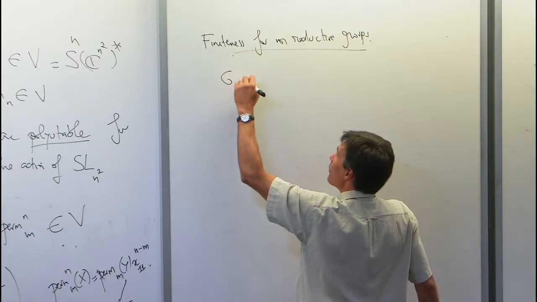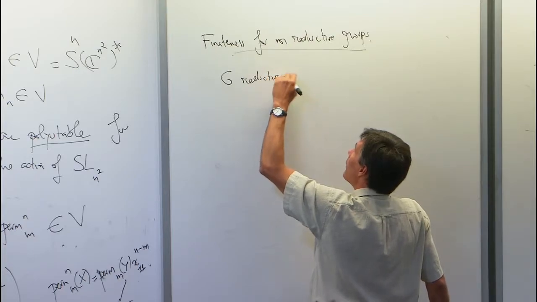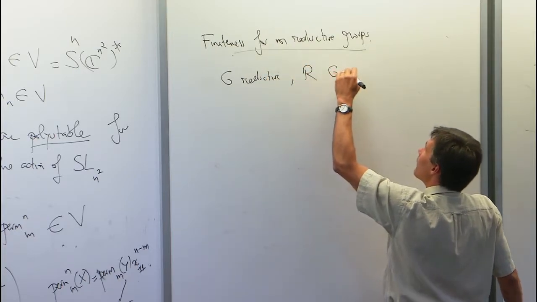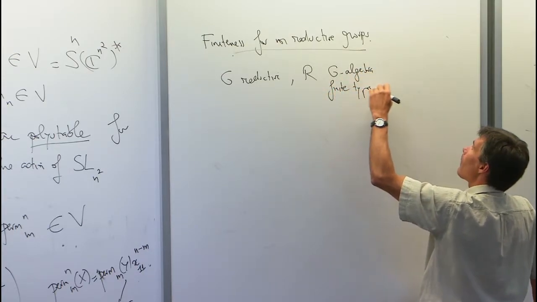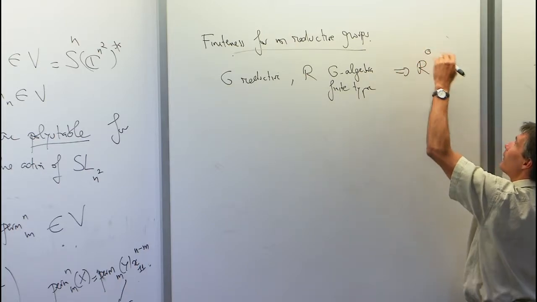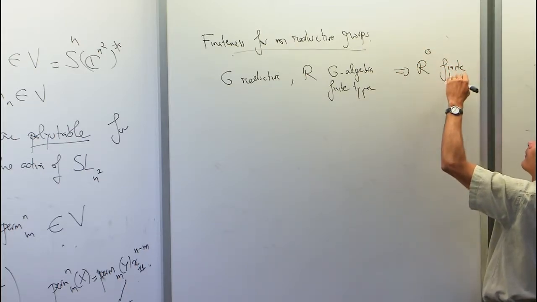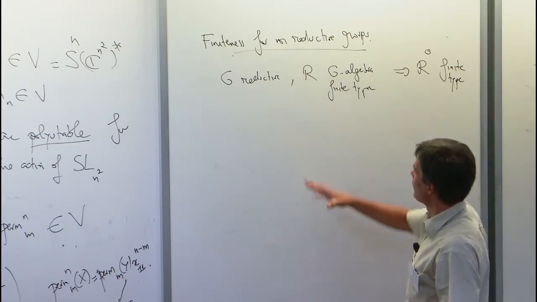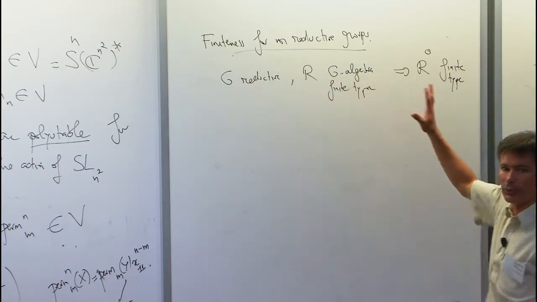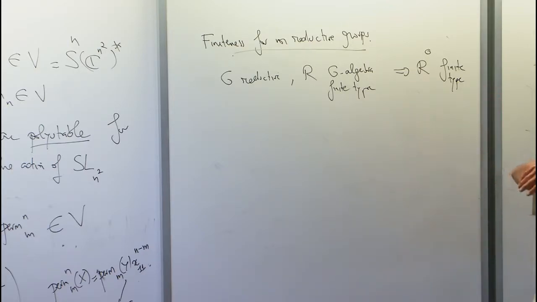So remember that when G is reductive, if R is an algebra of finite type, then the algebra of invariants is also of finite type. That's a theorem of Professor Popov, and essentially this is a characterization of reductive groups. If you have a non-reductive group, you can always find an algebra for which this does not hold. But there is a slightly better situation where we can still hope for positive results.